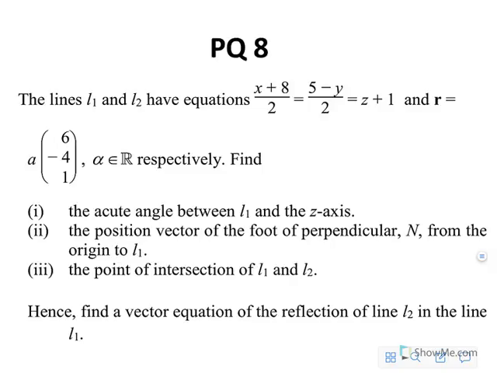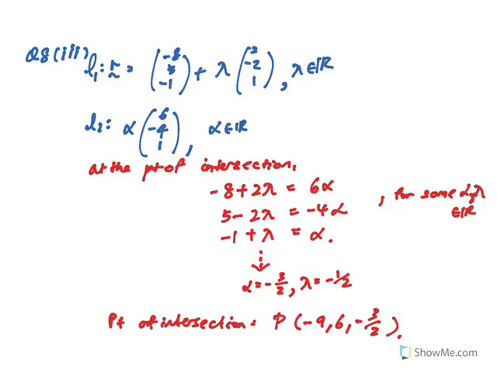Find a vector equation of the reflection of line 2 in the line L1. Usually, this is a new type of question. When you do reflection, it is better that you draw it out. In the line L1, what does it mean? It just means reflect. So line 2 in the line L1, right?